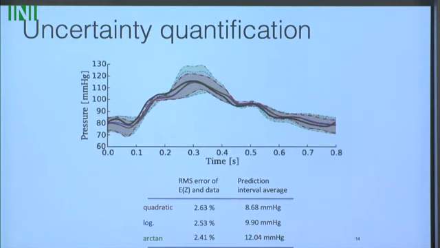We see that due to the uncertainties, they are performing more or less the same. But this most complex model, having more parameters, has a wider prediction interval on average.